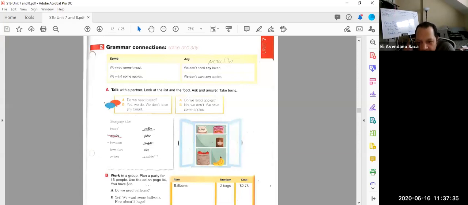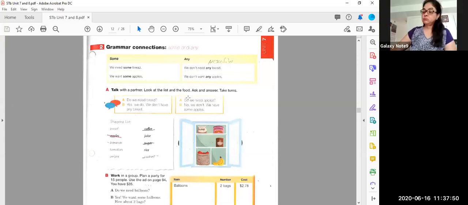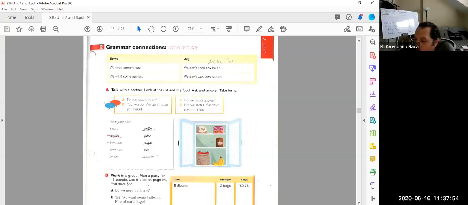So, any es para negativo, some es para positivo. Do we need any apples? Yes, we do. We don't have any apples. Do we need apples? No, we don't. We have some apples.